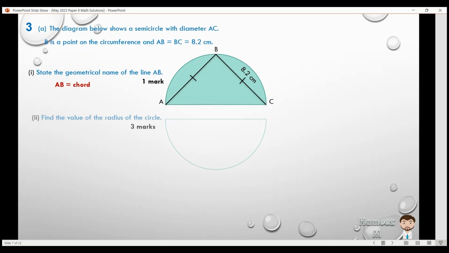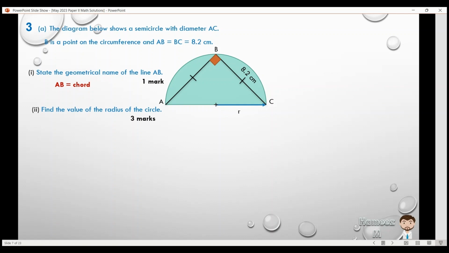Let's now move on to part 2. Find the value of the radius of the circle. So I brought up R there. We've put that onto the diagram so you can get a visual representation of what's happening. And remember that this, from the rule, is a right angle triangle. And why is that? Because any triangle formed in a semicircle is a right angle triangle. So that means the angle at B, or we can refer to it as ABC, that angle, is 90 degrees.